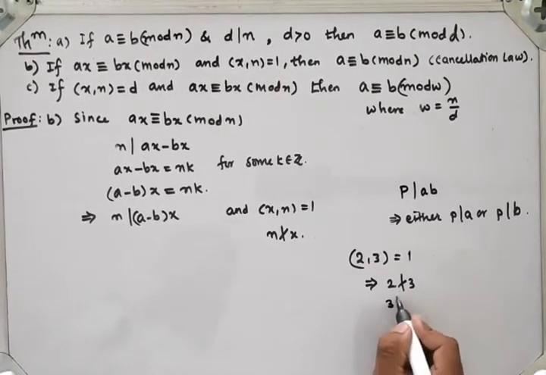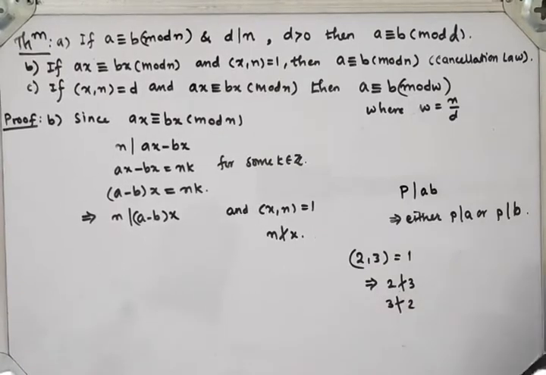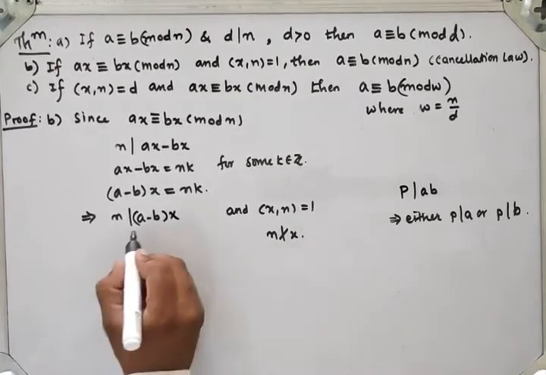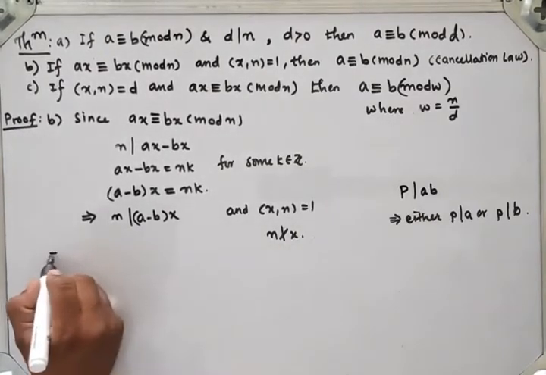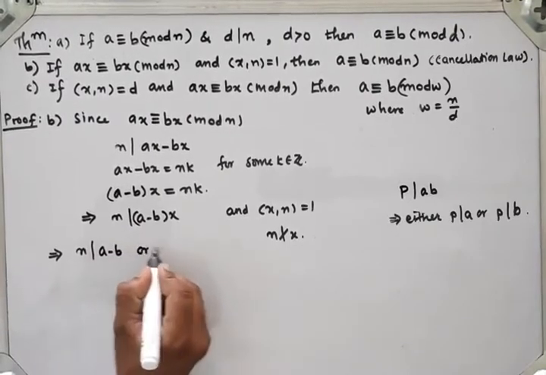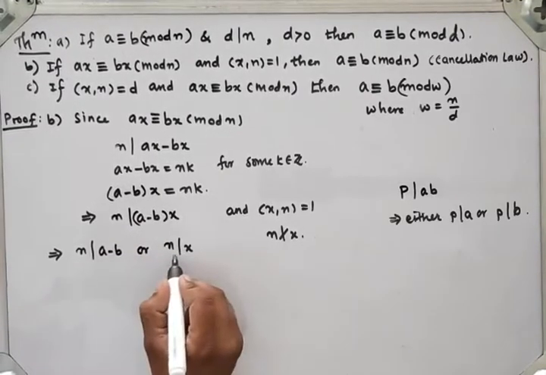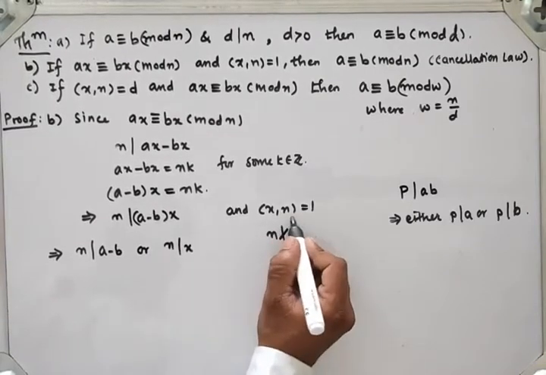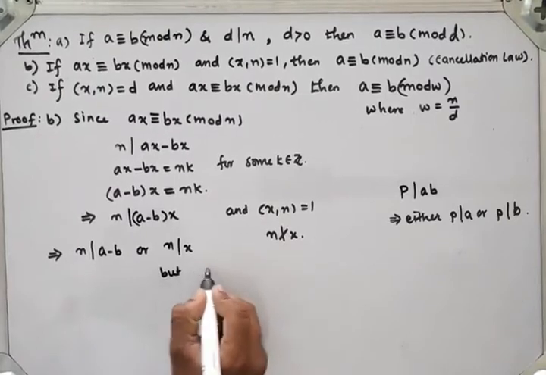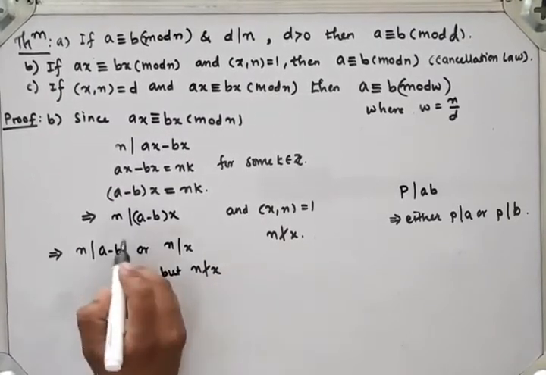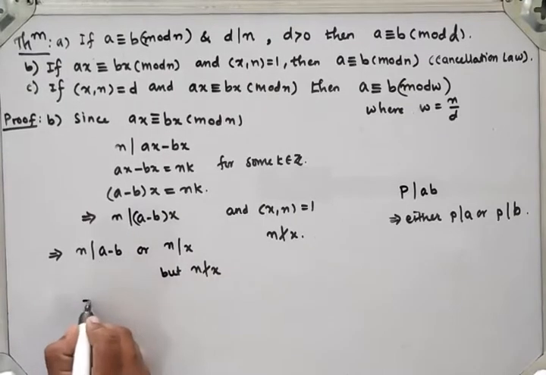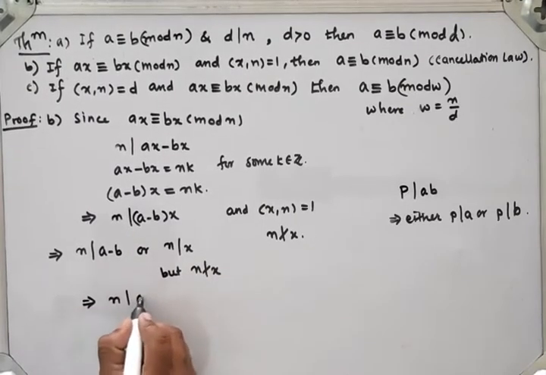Or 3 does not divide 2, right? So here what we have, GCD of x and n is equal to 1. So by using this theorem, we say that n divides a minus b or n divides x, but n does not divide x, because GCD of x and n is equal to 1. So n divides this product, which means n should divide a minus b, which implies that n divides a minus b.